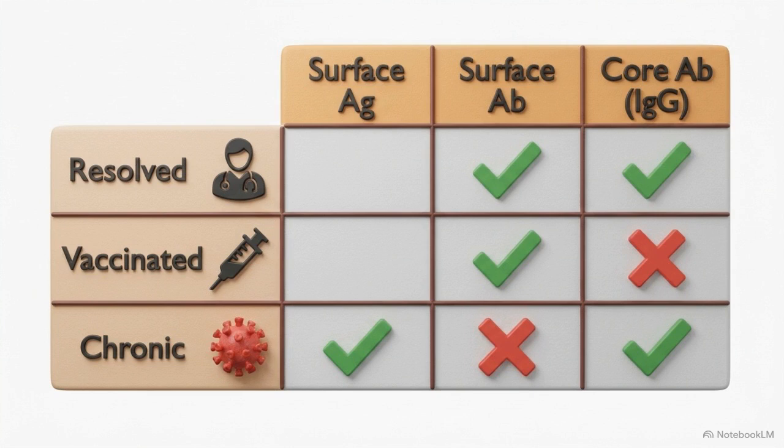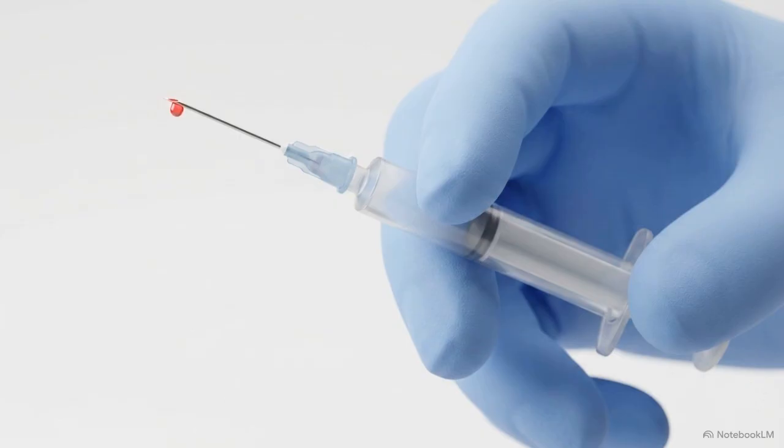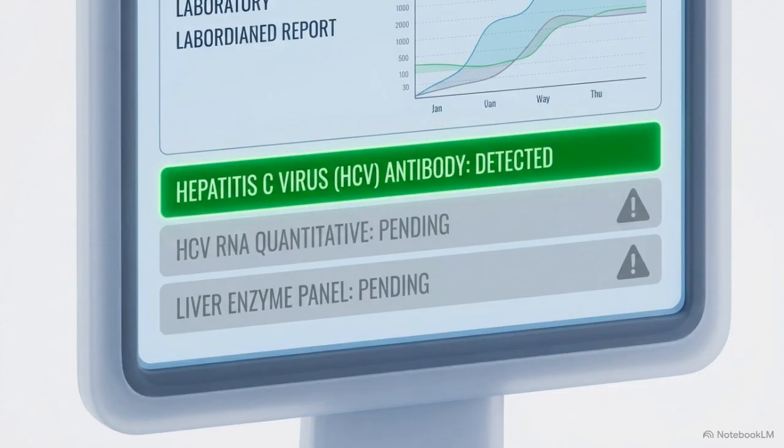Finally, chronic immune failure occurs when the virus evades final clearance. The diagnostic threshold here is the persistence of the surface antigen beyond 6 months, accompanied by core IgG, without the critical formation of protective surface antibodies. Let's test this model. A healthcare worker suffers a deep needle stick injury from an unknown source. Stat labs are drawn. The results show a positive surface antibody, but completely negative core IgG and surface antigens.